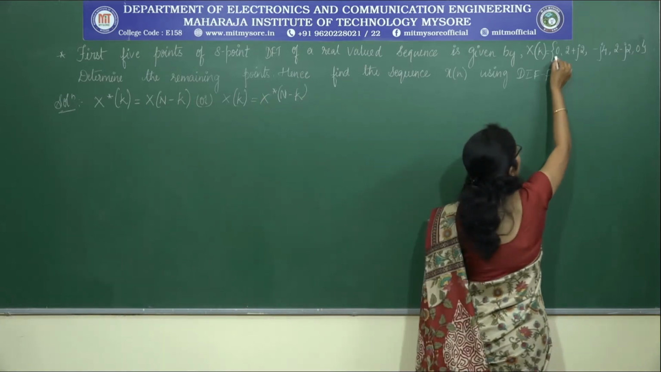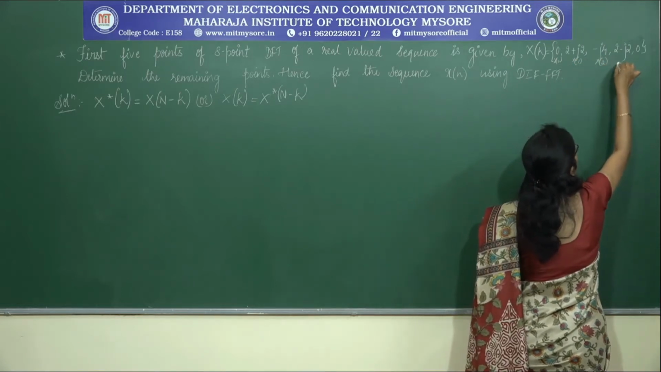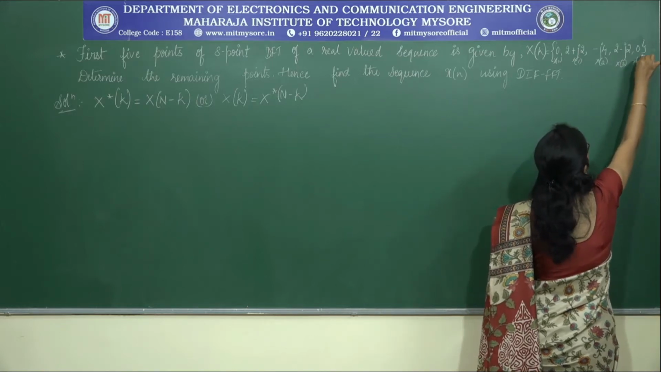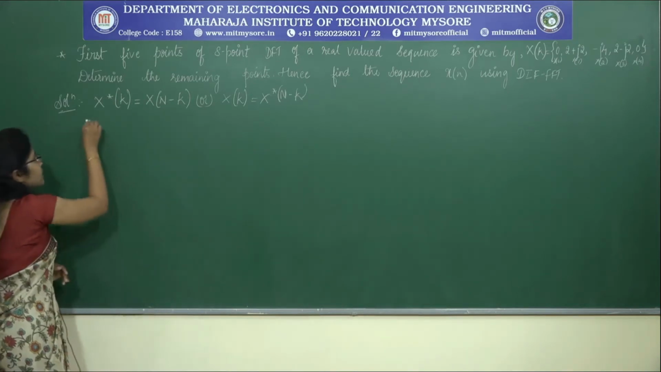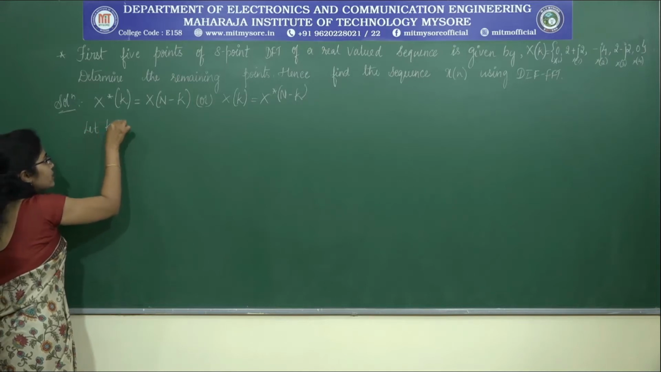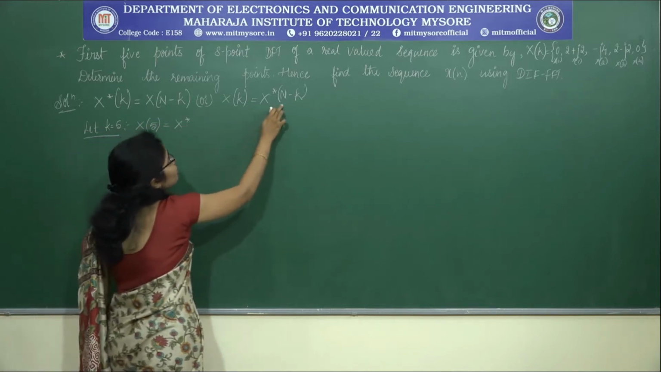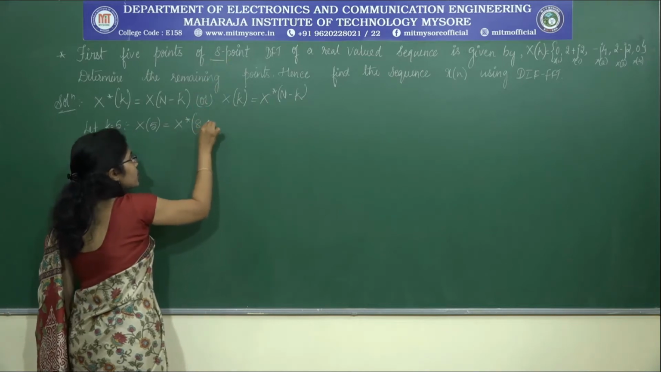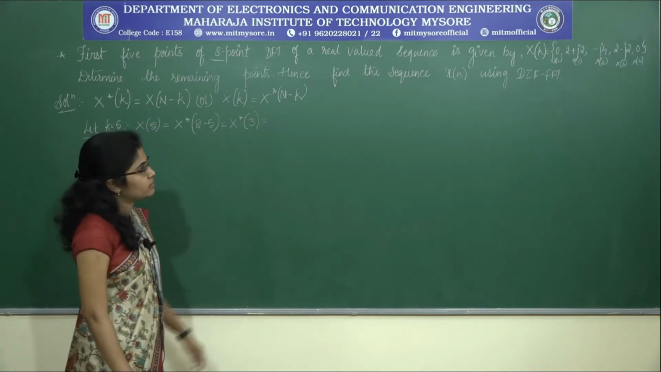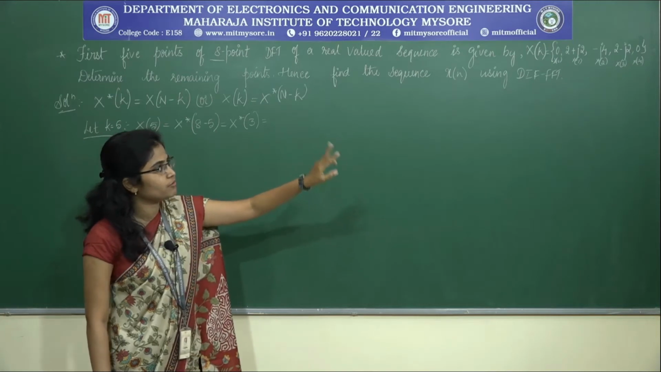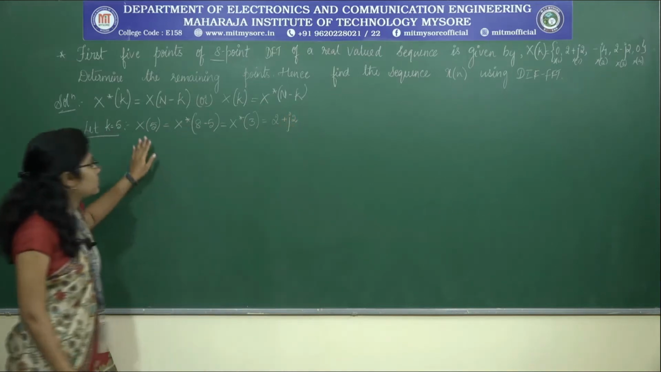So what are the values which they have given? They have given X(0), X(1), X(2), X(3) and X(4). I need to find out the values from X(5). For that, let us start giving the values for k. Let k be equal to 5. If so, X(5) will be equal to X conjugate of, the value of N is 8, so 8 minus 5, which is equal to X conjugate of 3. We know what is X(3). X(3) is nothing but 2 minus j2. If I take the conjugate of that, the value will be 2 plus j2, which is equal to X(5).